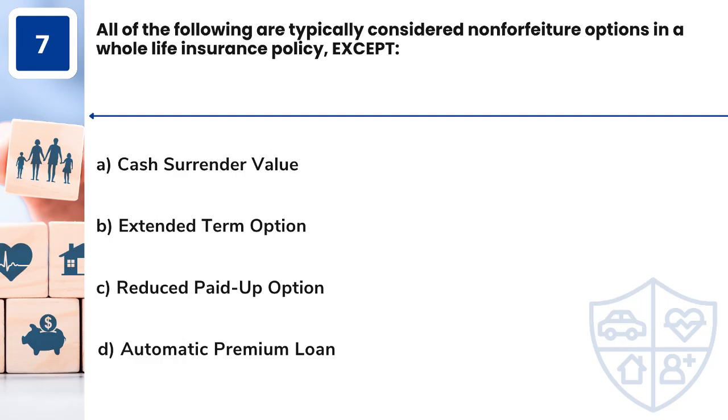Question 7. All of the following are typically considered non-forfeiture options in a whole life insurance policy, except: A. Cash surrender value. B. Extended term option. C. Reduced paid-up option. D. Automatic premium loan.